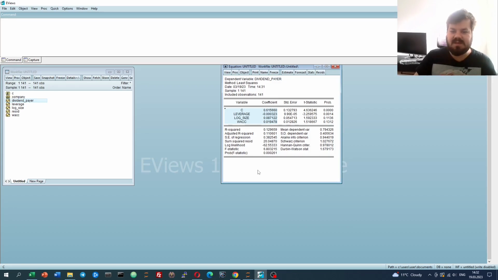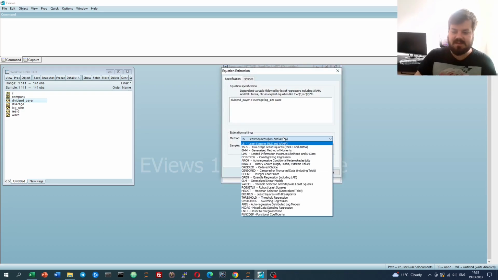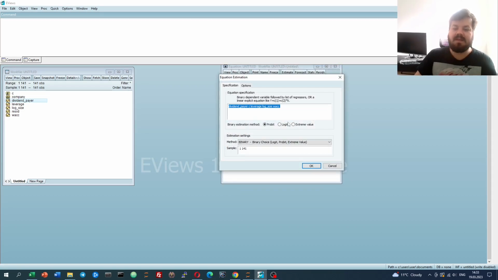So addressing these two limitations, the econometrics profession came up with a binary choice family of models, and the easiest of them to apply and explain is probably the logit model, which uses the logic of logistic regression or logistic distribution, and it tries to model not the probability itself, but the odds ratio, which is basically the odds of a company being a dividend payer or not.